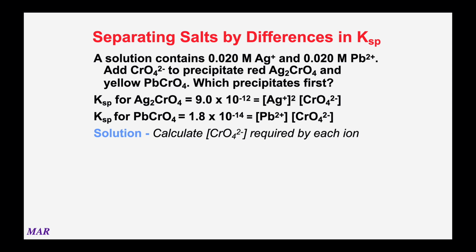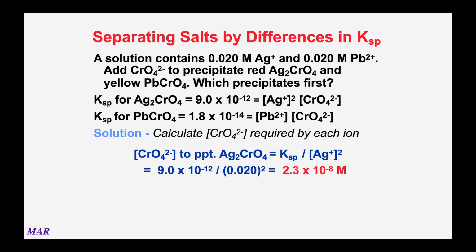We're going to calculate again the chromate required by each ion. So let's do the silver chromate first, all right? KSP for silver chromate equals silver ion squared times chromate, and we want to solve for chromate. So chromate will equal the KSP number divided by the silver ion squared, because it's squared because of the 2 right there. The chromate required is 2.3 times 10 to the minus 8th moles per liter. And that's a very, very small amount of chromate. It's not going to take much chromate to make the red Ag2CrO4 precipitate out.